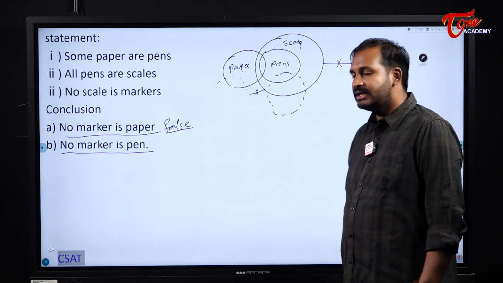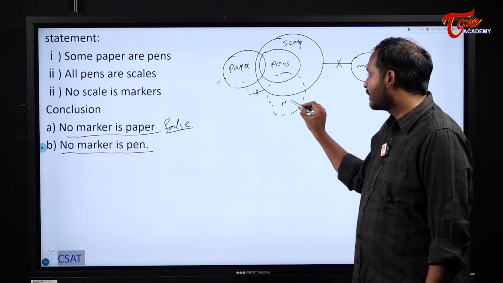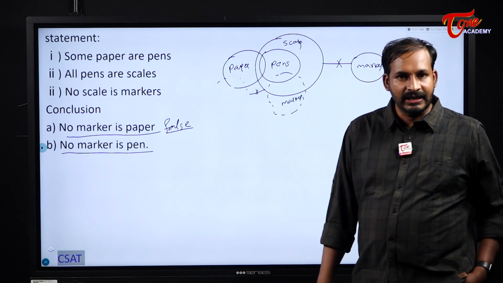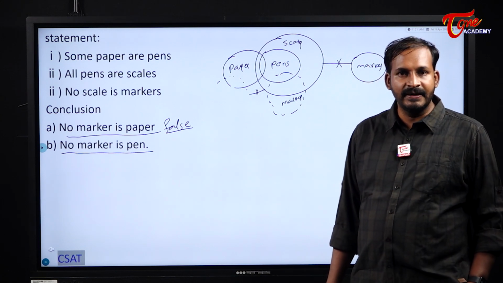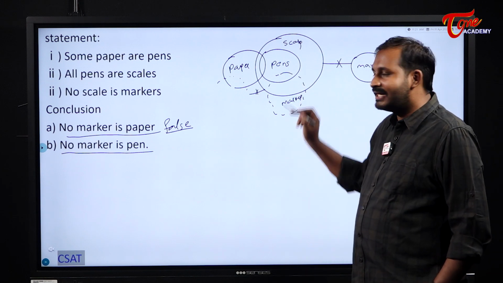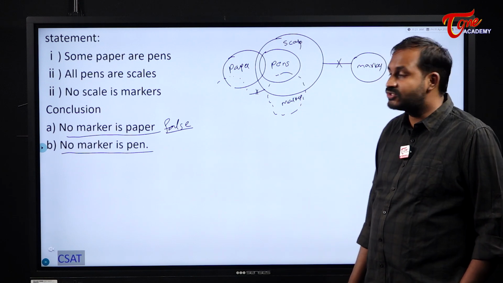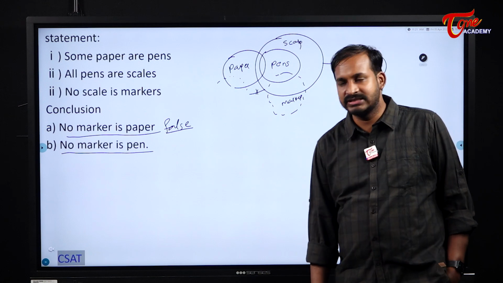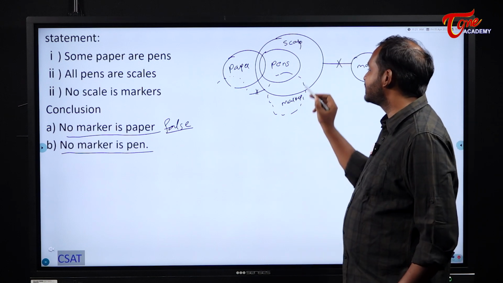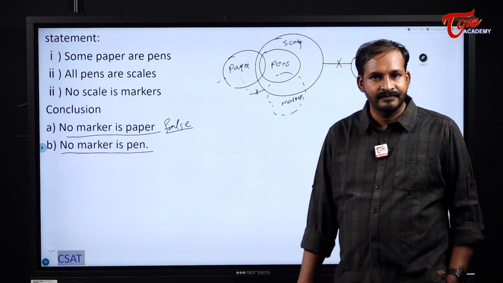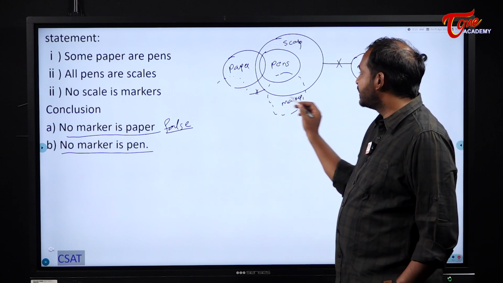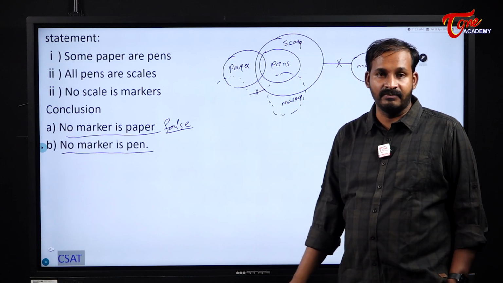Now, tell me one thing. Can I draw marker intersecting with pens? Is it possible for me? No, it is not possible. Why, sir? What is the reason? If I do so, my markers are intersecting with scales, right? But according to the given statement, no scale should intersect with marker.